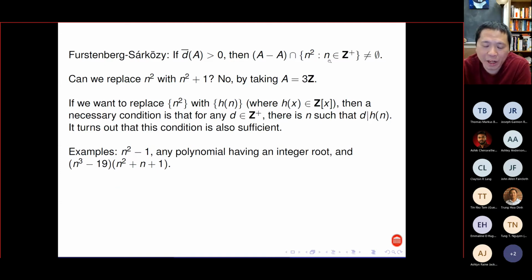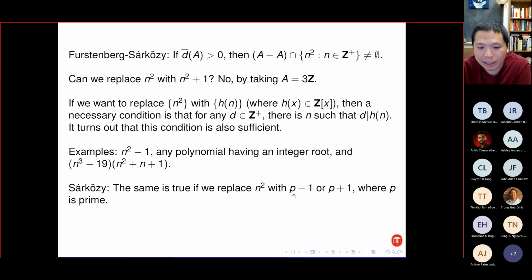Instead of polynomials, you may ask, everyone loves primes, right? How about the primes? Can I put expressions involving primes instead of n squared? And the answer is yes. Instead of n squared, you can put p minus 1 or p plus 1 where p is prime. In other words, I can find two elements in A whose difference is of the form p minus 1 where p is prime. And you may ask, why do we put p minus 1 or p plus 1? Can we just put p?